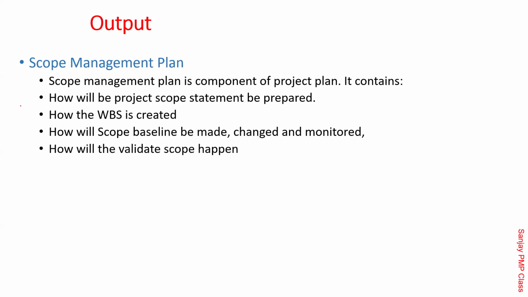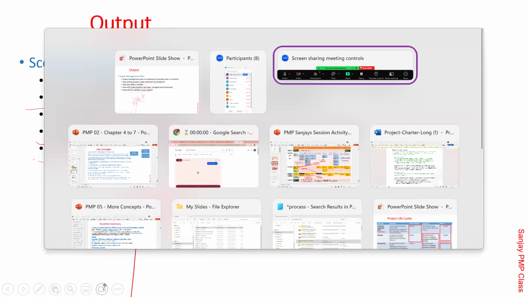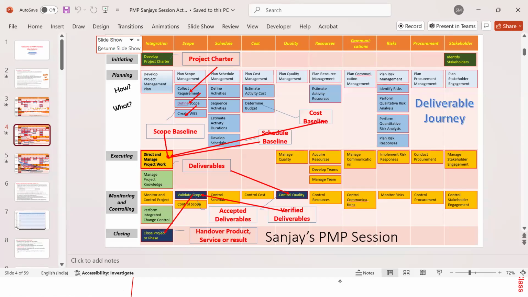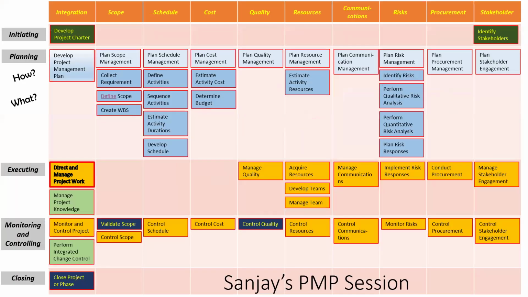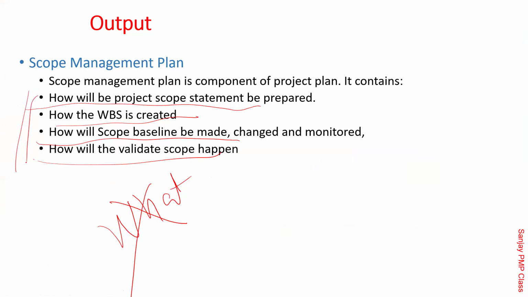Remember, everything starts with how: how the project scope statement will be created, how the WBS will be created, how the scope baseline will be made. This is not saying what the scope is or what the baseline is. That will come later. If you visualize this in the larger picture, this is about how, and that is about what. That's why this is saying so many how statements.